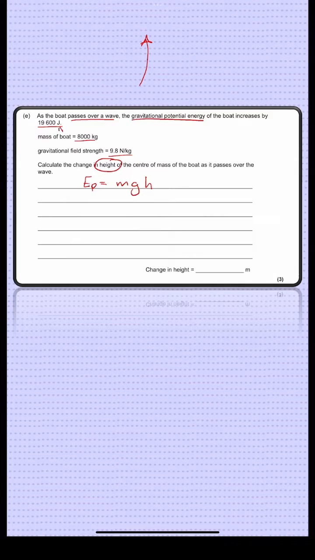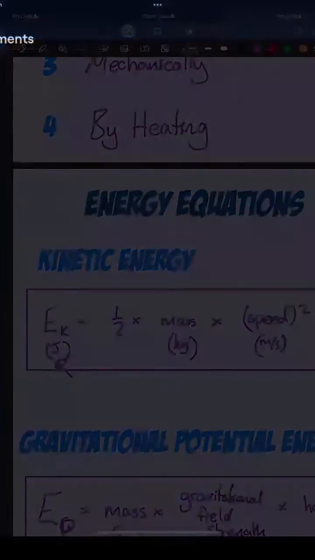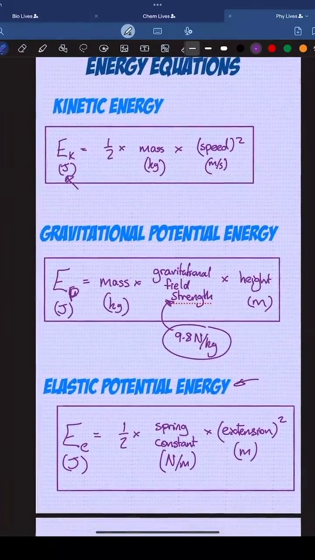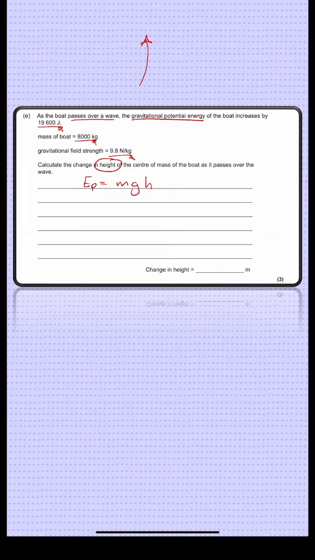Everything's also in the correct units. There's no conversions here. If you compare this to the equation we have in our notes, there's no conversions needed. Everything is in the correct units: joules, kilograms, newtons per kilogram as well. So we can just sub everything in after rearranging the equation. H is equal to gravitational potential energy over mass times gravitational field strength. So that is 19,600. If you get the answer, let me know, guys. 19,600 over 8,000 times by 9.8. No square root needed this time.